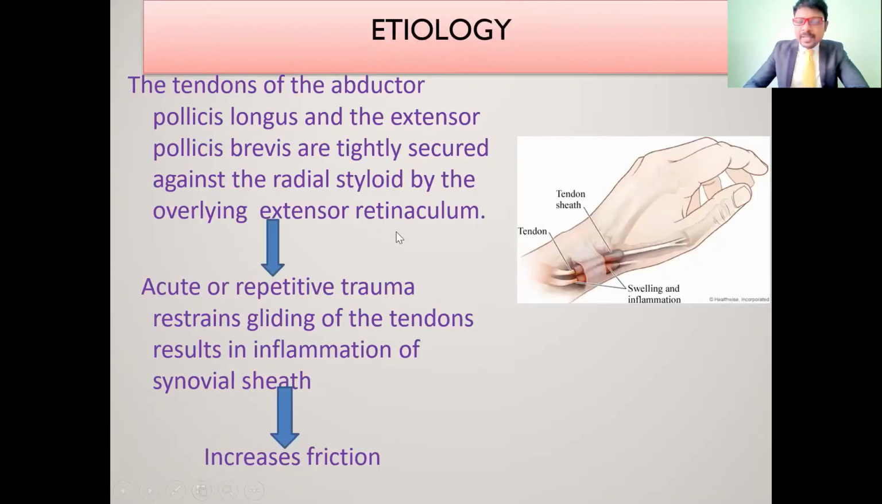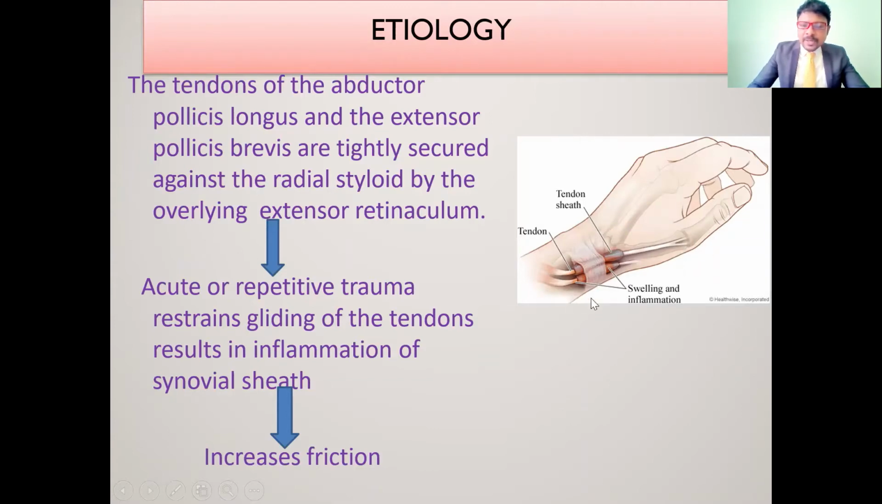So here the main etiological factors are what we just discussed. The extensor pollicis brevis and the abductor pollicis longus are involved. Because of this, the tendons become inflamed and swollen. So inflammation and swelling happen, and because of this it may give severe pain at the first metacarpal, also called the thumb region.